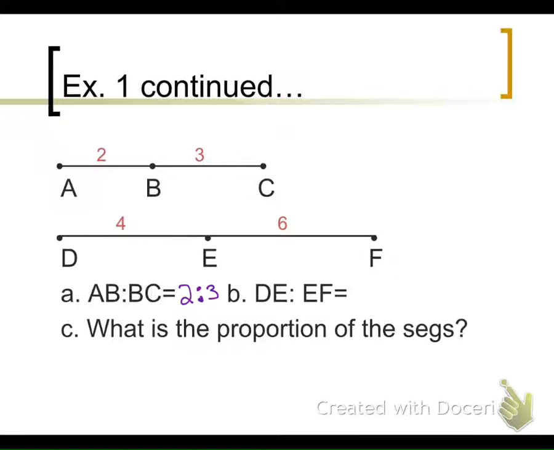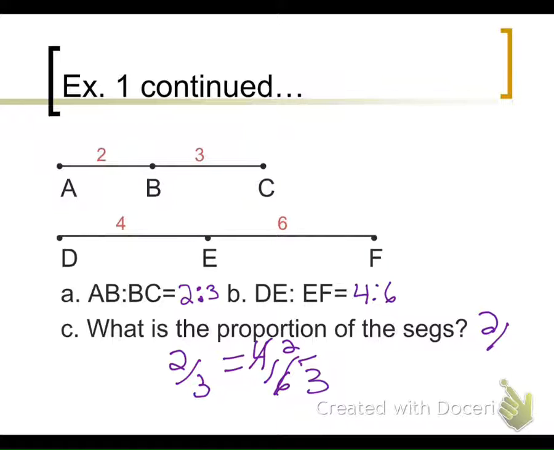We also have DE to EF. So we are going to create this ratio looking at our distance. What is DE? 4. To what? 6. 4 to 6. So what is our proportion of these segments? Well, we're going to look at 2 over 3. We want to see if it equals 4 over 6. How can I reduce 4 over 6? Divide by 2. We end up with 2 over 3. What did you say, Nicola? We see they're equal, which means that we're going to have that proportion of 2/3.